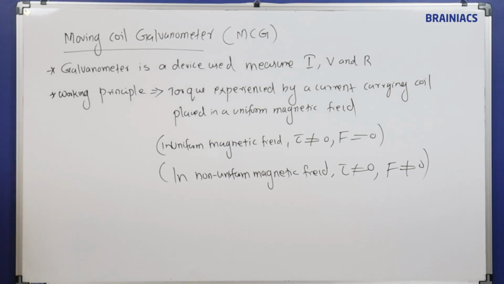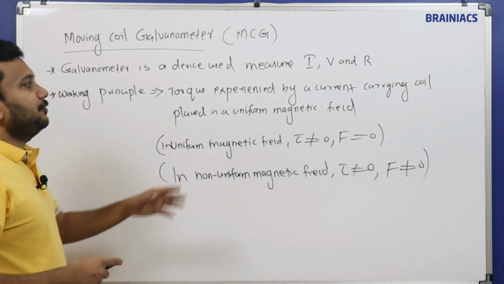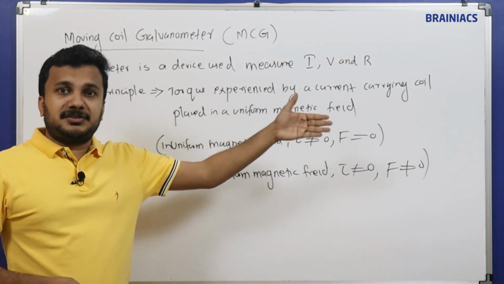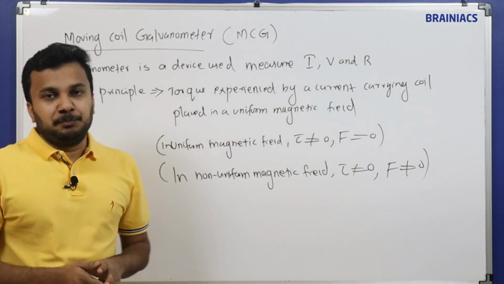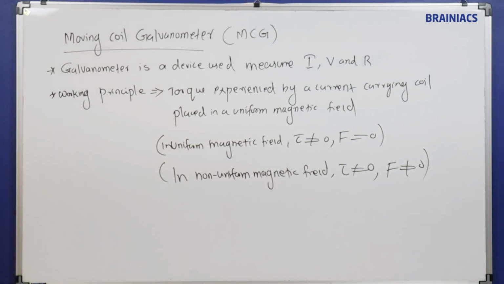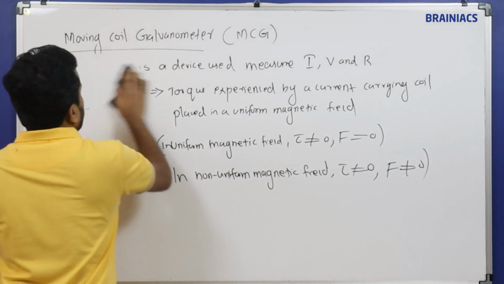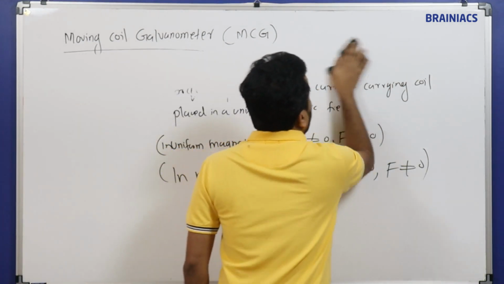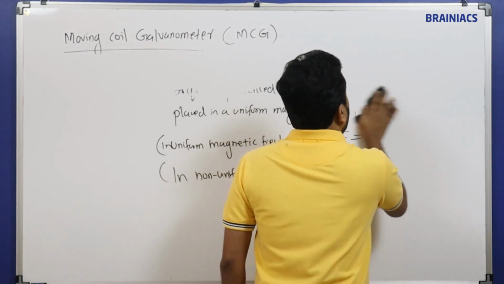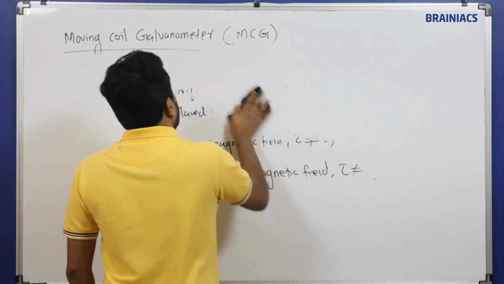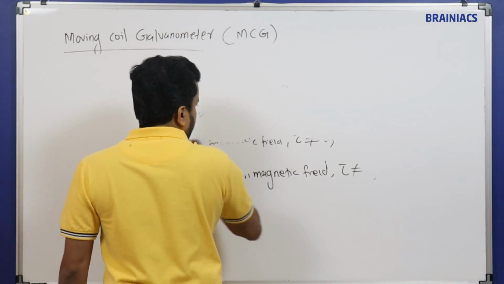So remember this: torque experienced by a current carrying coil placed in a uniform magnetic field is the working principle of the galvanometer. We'll see how these galvanometers work and what terms are associated with them. So let's move to the construction of the galvanometer. We need some space over here, we have to draw some diagrams. We'll see how it is measuring and how it is being used.